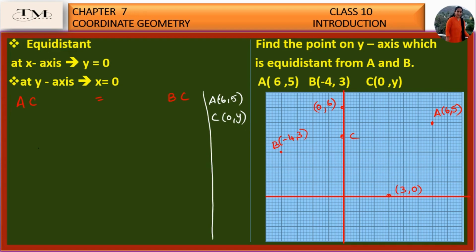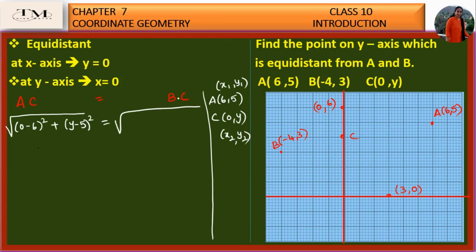So we have to find the distance between A and C. This is (x1, y1) and this is (x2, y2). So what is the distance formula? Square root of (x2 minus x1) the whole square plus (y2 minus y1) the whole square. So x2 minus x1 is 0 minus 6, the whole square, plus y2 minus y1, where y2 is y and y1 is 5. So (y minus 5) the whole square, which is equal to the distance between B and C. So what is the point B? It is (-4, 3).